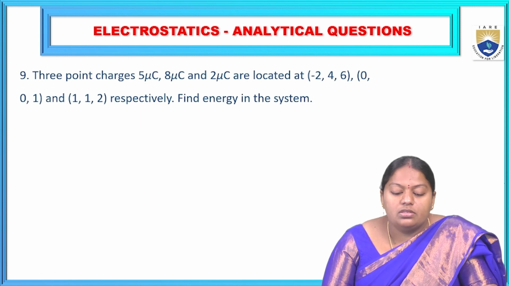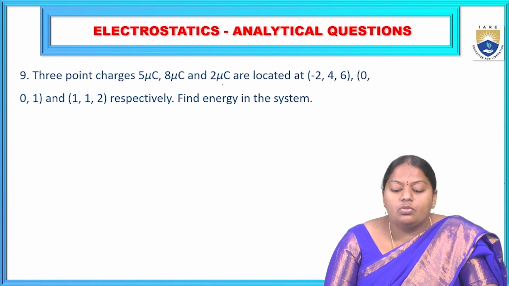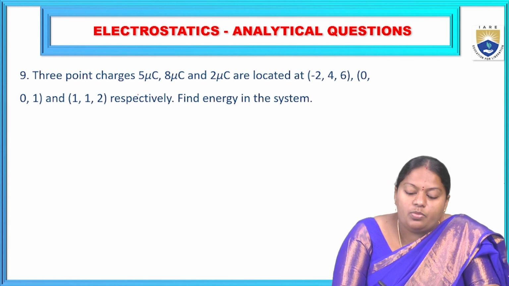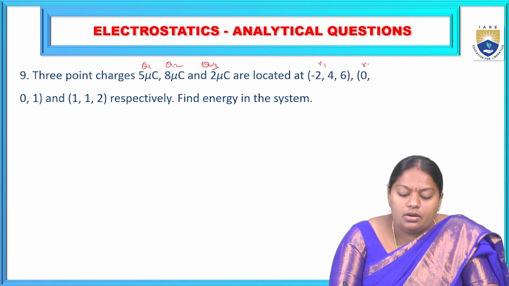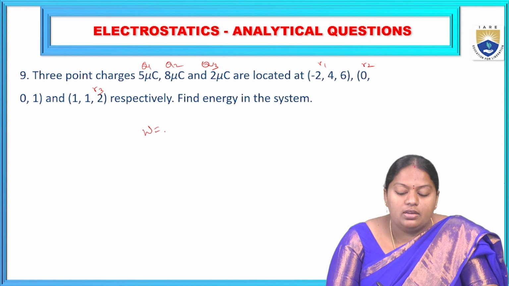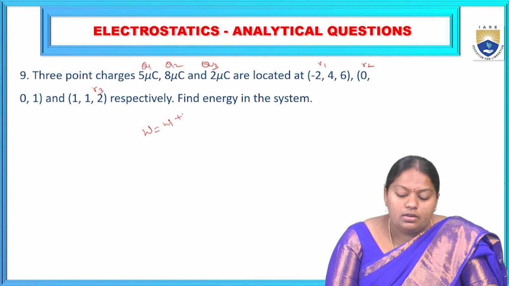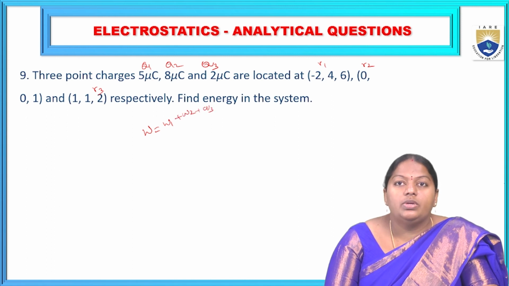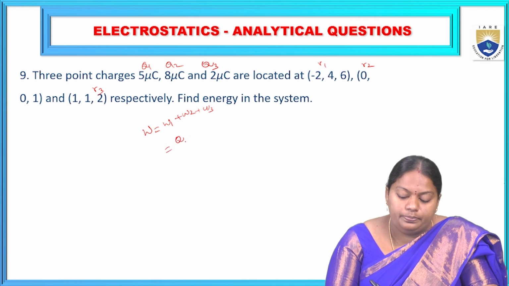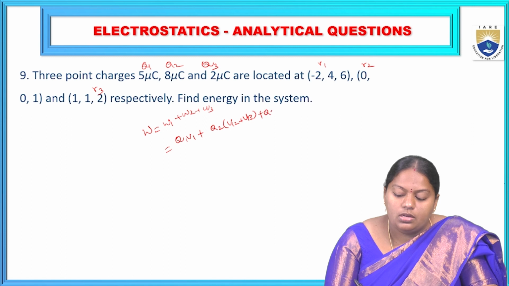Next, three point charges, 5 microcoulombs, 8 microcoulombs and 2 microcoulombs, are located at these three points, that is Q1, Q2, Q3. R1, R2 and R3 values are given. Energy we need to find. So for the total energy, we first need to find the work done in order to assemble Q1, then Q2 and Q3. Which is equal to Q1 V1 plus Q2 into V12 plus V13 plus Q3 into V31 plus V32.